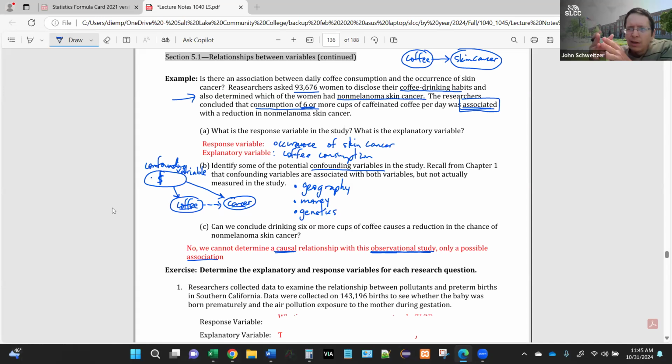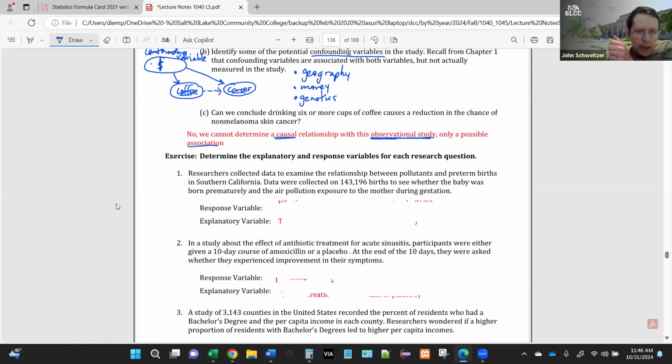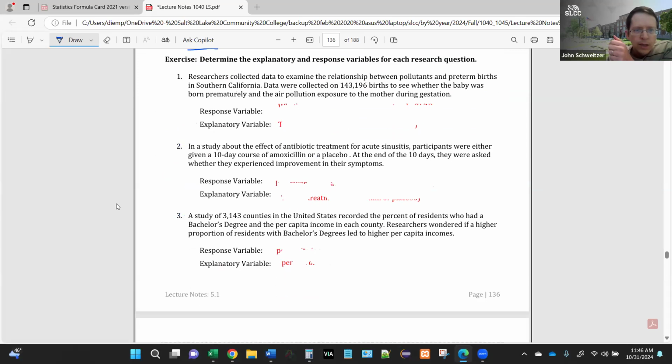So you'll see this on the fourth exam, and on the final, we'll have some scenarios with a study, and you'll get this question. It'll say, can we determine causality, or that one causes another, something like that. If it is an observational study, then no, you cannot determine causality. Okay, so the only way we can determine causality is with an experiment, which we'll see in just a little bit.